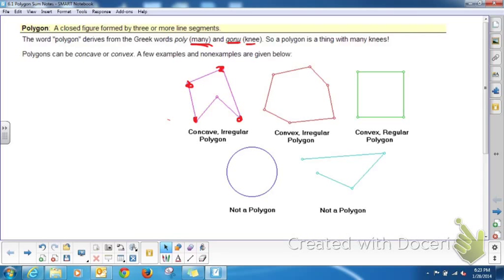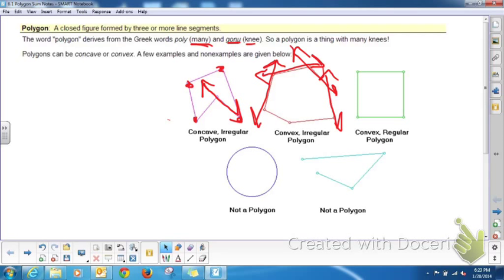Polygons can be concave or convex. Concave means that they have like a cave in. If you were to draw a straight line on their side, it would go inside. Convex means if I had all of these segments as extended lines, none of them would cut through the inside. So convex is all sticky outy, concave, it's got a cave in, it's got a pushed in part. Regular is when all of the sides are congruent and all of the angles are congruent.